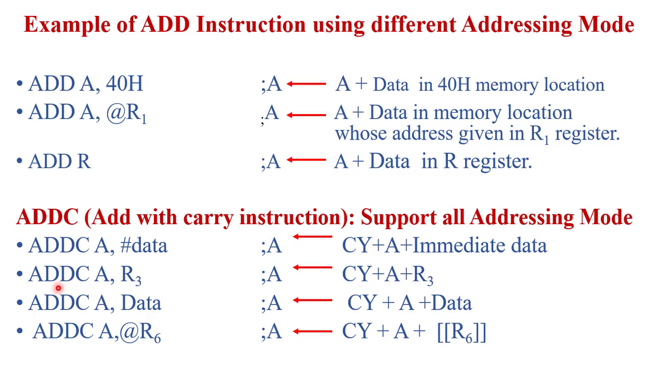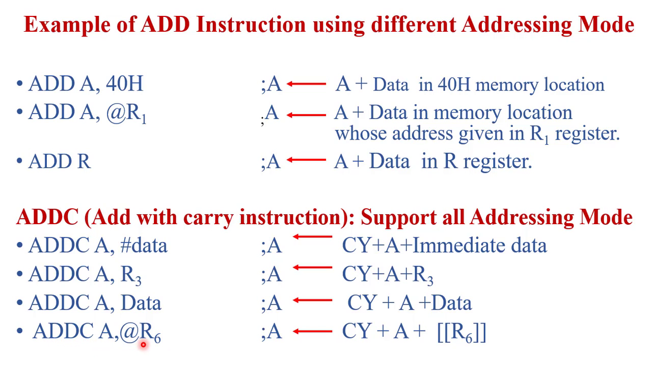Next instruction is ADDC A, R3. This is the example of register addressing mode because the register where data is stored is given in the instruction. So this instruction tells that add the content of R3 register with the content of accumulator register and carry is also added, and after the addition the result is stored in the accumulator register. Next instruction is ADDC A, data. This instruction tells that this data is added with the content of accumulator, carry is also added and the result is stored in the accumulator register.